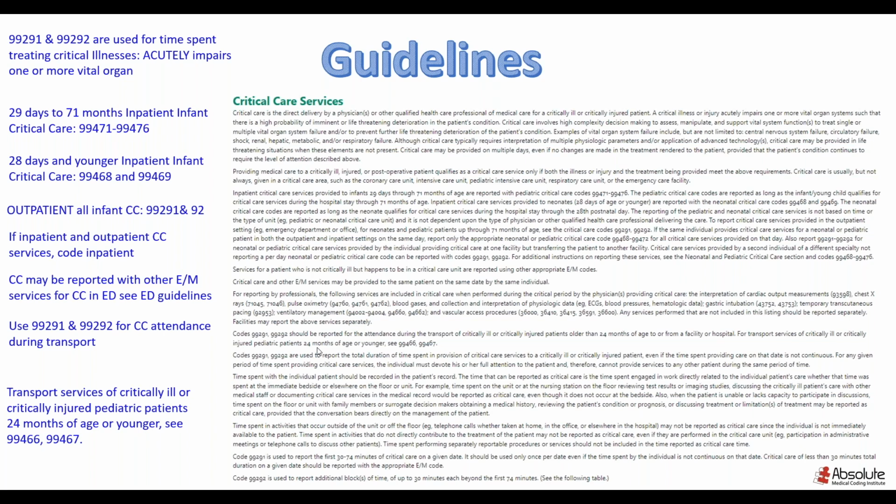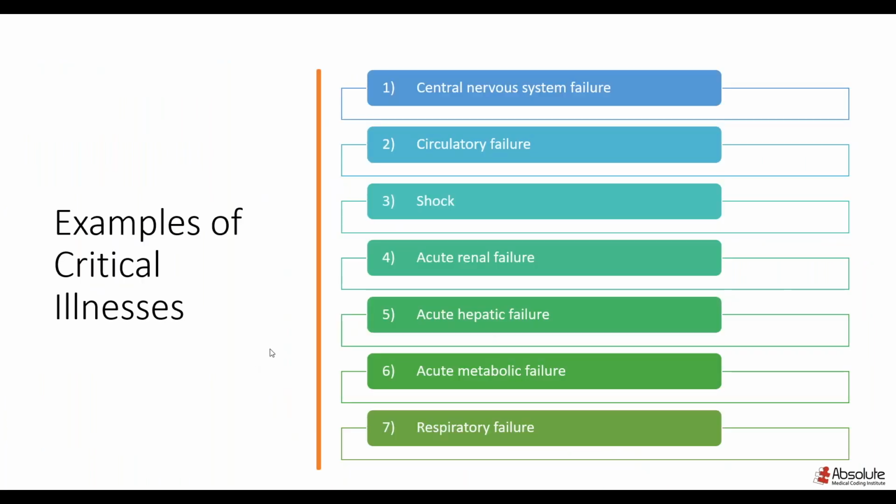Use 99291 and 99292 for critical care attendance during the transport services for critically ill or critically injured pediatric patients 24 months of age or younger. See the codes 99466, 99467. So these are only a few guidelines which I've churned here. So coders, please go ahead and do your churning for critical care services, because they have a lot of guidelines, and get them covered before the exam.